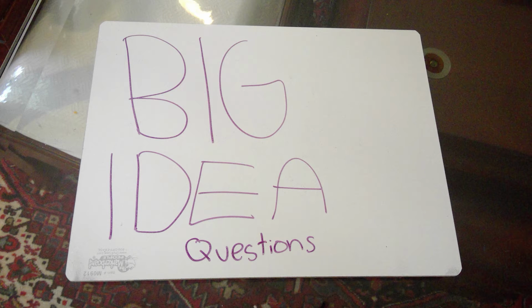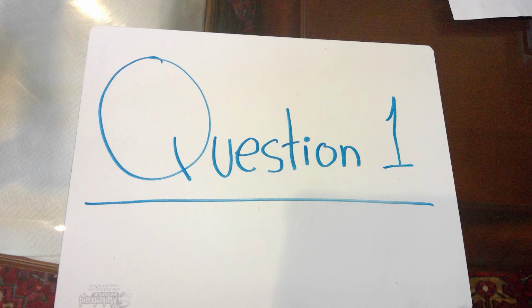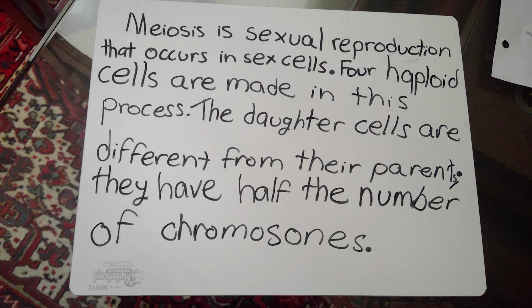Now for the big idea questions. For question 1, describe the purpose of meiosis and its connection to sexual reproduction. Meiosis is sexual reproduction that occurs in sex cells. 4 haploid cells are made in this process. The daughter cells are different from their parents. They have half the number of chromosomes.